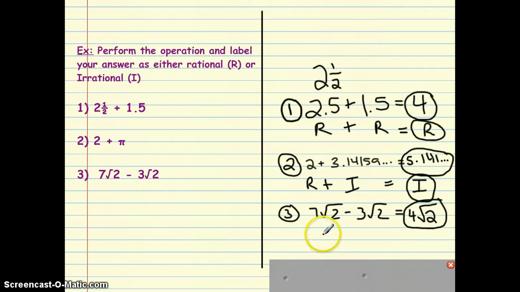And now I just need to look at this and decide, is this irrational or is it rational? Well, 7 root 2, since it's got that square root 2, is an irrational number. And we're subtracting 3 root 2, which is also irrational. And then 4 root 2, again, because we have that irrational part of it, is going to be irrational as well. So that's the second part of our answer.